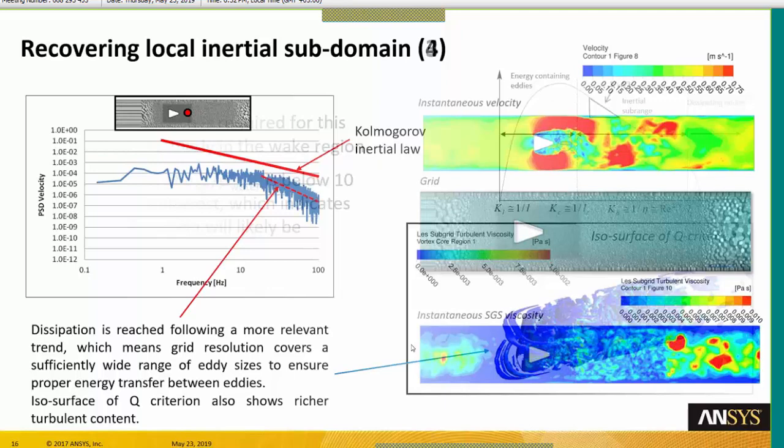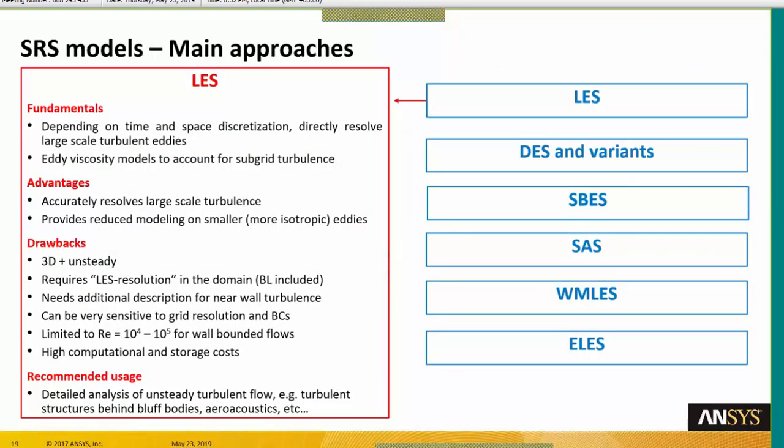So if we make a summary of the main approaches we saw, LES, of course, depends on time and space discretization. It directly resolves the large-scale turbulent eddies. The whole idea is you have your mesh. If your mesh is sufficiently fine, you will capture a large amount of eddies. And if your Reynolds number is sufficiently large, you will also have a large number of eddies. So you need the proper mesh, the proper grid resolution, but also the proper Reynolds number.